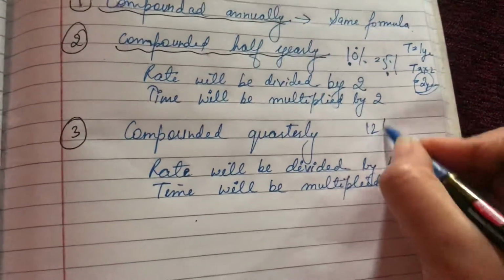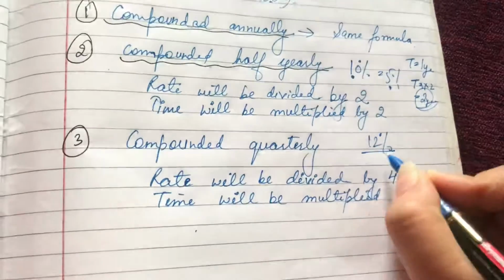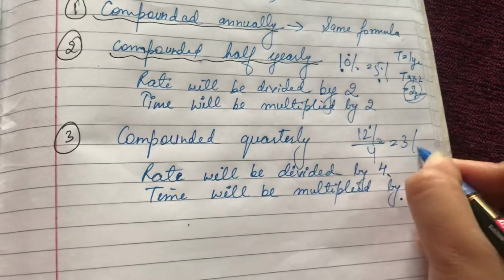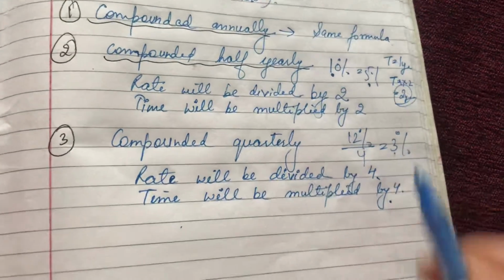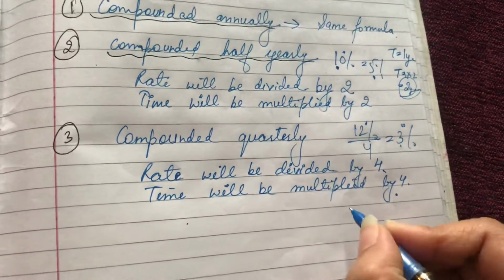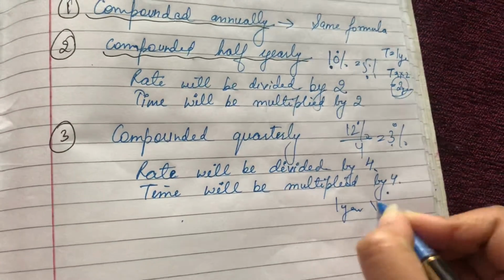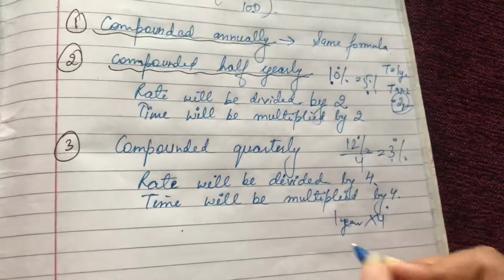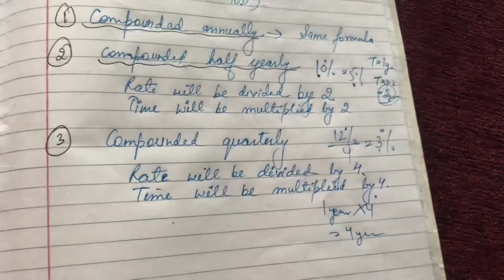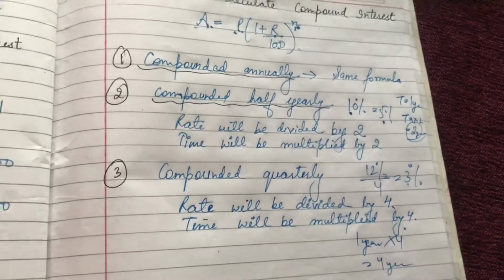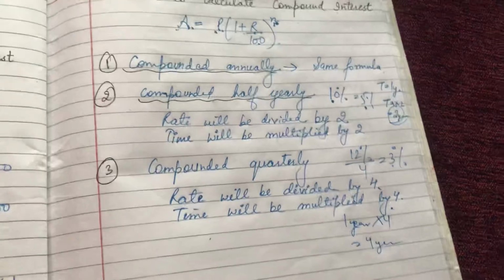Suppose the rate of interest is 12%. You will divide this 12% by 4 and it will become 3%. The rate will become 3%. And suppose the time is given as 1 year, you will multiply the time by 4, it will become 4 years. With the questions it will be more clear to you.